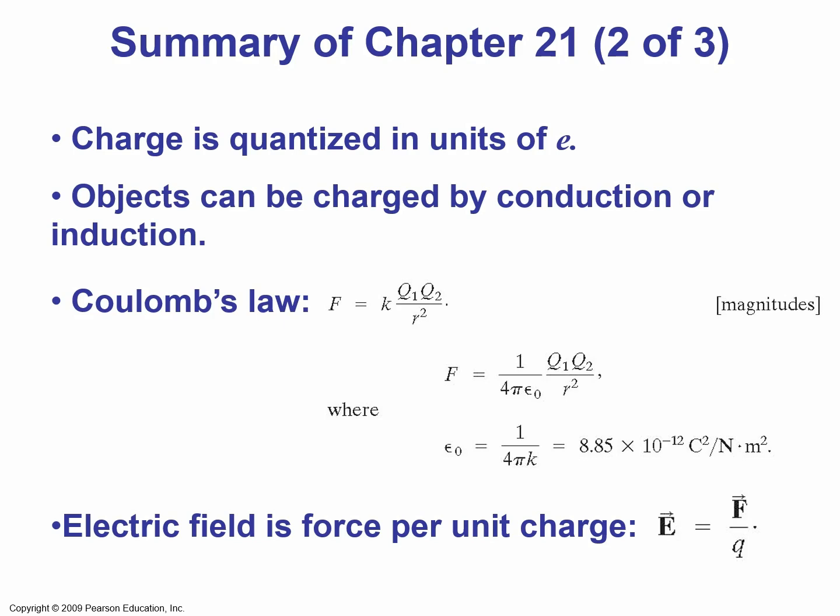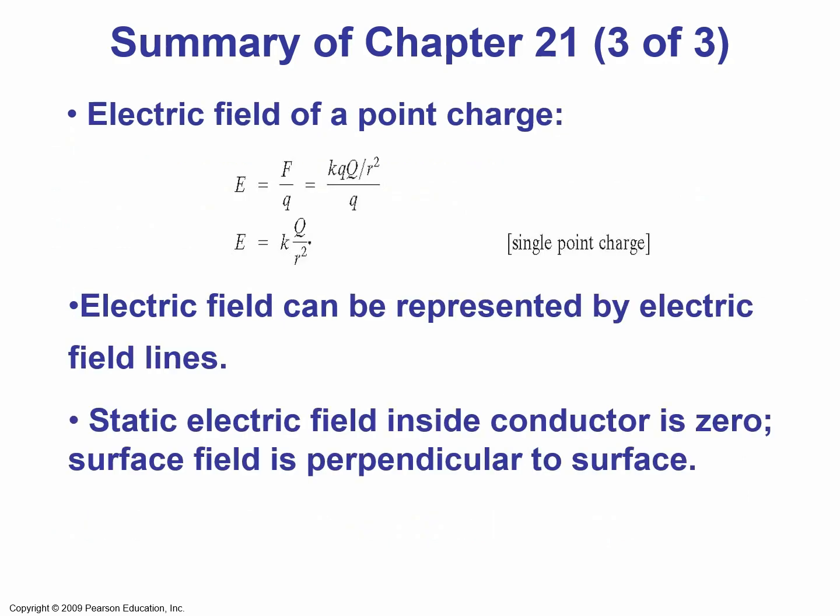Electric field is force per unit charge. It is defined as force divided by charge. The electric field of a point charge is defined as force divided by charge, F divided by q, and it can be simplified as k times Q divided by r squared. Electric field can be represented by electric field lines. Static electric field inside a conductor is 0. Therefore, the surface field is perpendicular to its surface.